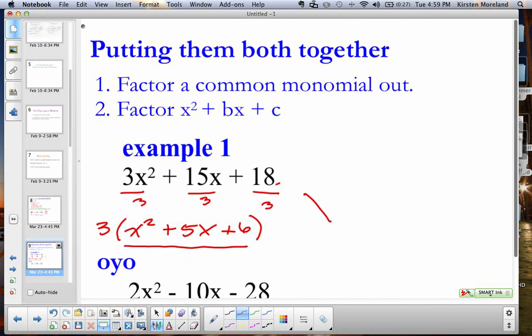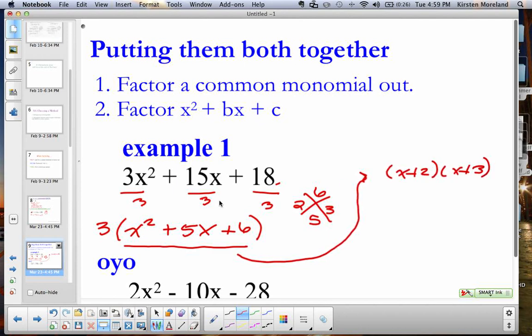So when I do that, I have a 1 in front of my x squared, so I'm trying to multiply to 6, add to 5. Those factors are 2 and 3. So this inside right here becomes x plus 2, x plus 3. And don't forget that I do have a 3 out front that I factored. And now I've gotten to that answer a much quicker way.